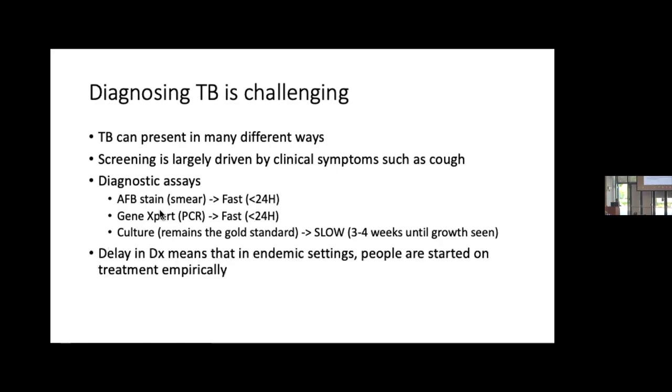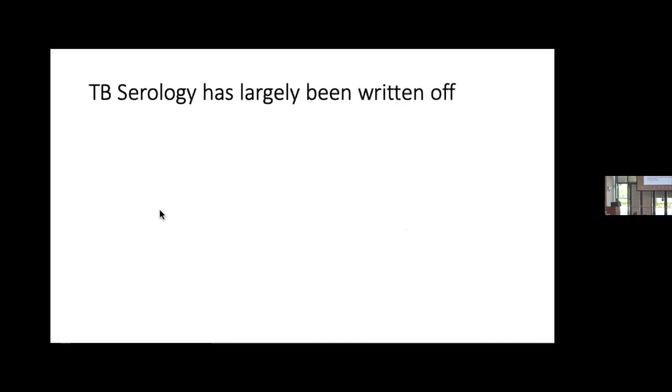And what this delay in diagnosis means is that in endemic settings, where there's a high risk of TB exposure, people are started on treatment empirically. And obviously, if the culture ends up being negative, that treatment gets stopped. But you're talking about 4 drugs that somebody maybe does not necessarily need to take, one of which, rifampin, is infamous for interacting with other medications. So TB treatment, while relatively well tolerated, starting somebody on treatment is not trivial.